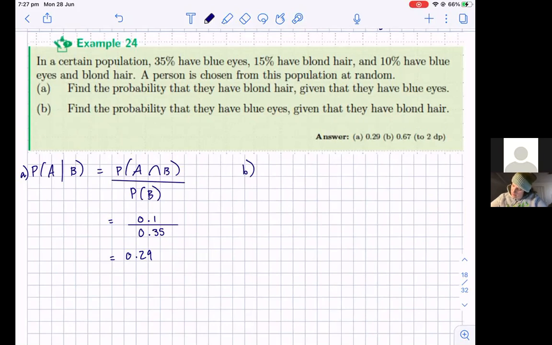Question B, the probability they have blue eyes given blonde hair. So this one's the other way around. So we've got 0.1 over 0.15. 0.667.